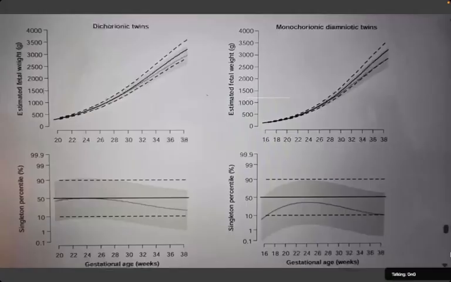These are the twin pregnancy growth charts developed from the Fetal Medicine Foundation. These provide chorionicity-specific reference ranges for fetal growth in twin pregnancies and is used to improve accuracy in assessing fetal growth restriction and prematurity risks in twins.